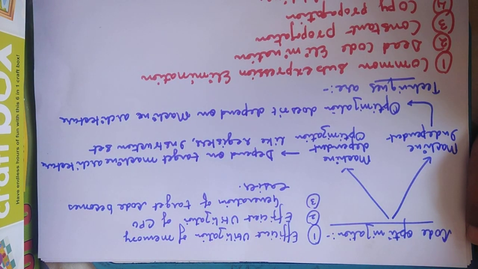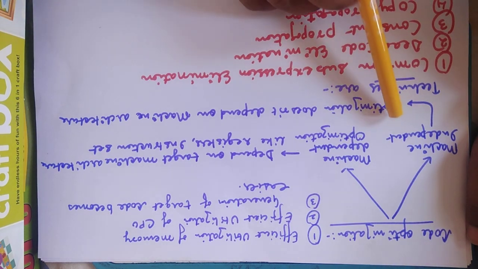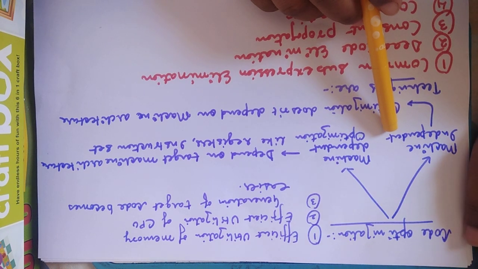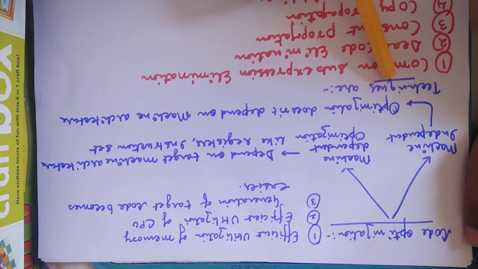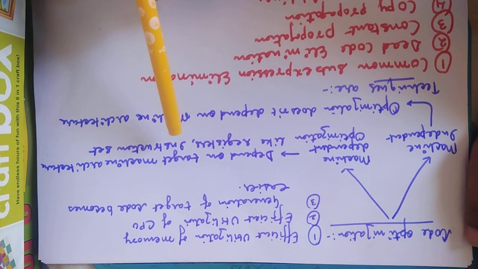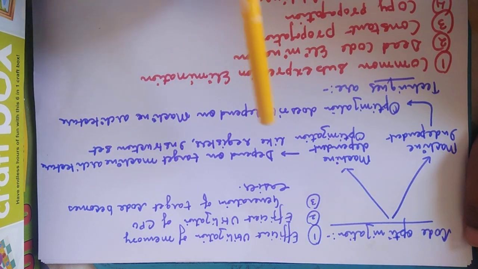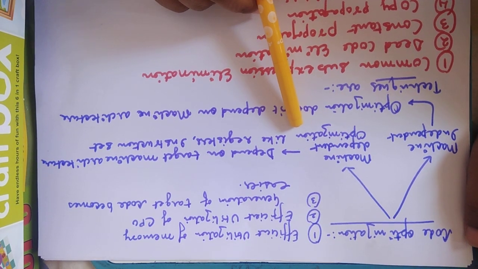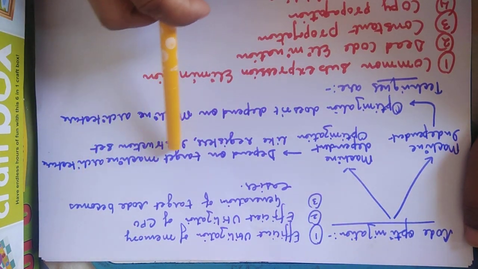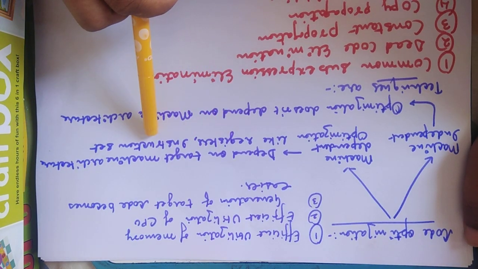We classify code optimization into two categories. The first is machine dependent code optimization and the second is machine independent code optimization. Machine independent code optimization means the optimization technique does not depend on the machine architecture, that is, the type of machine for which you are generating target code. Machine dependent optimization depends on the target machine architecture, and generally includes the concept of registers and instruction set.